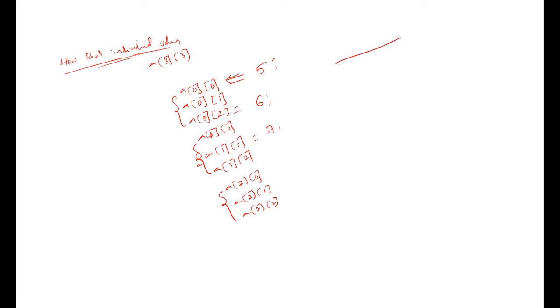If the element is already there, say A of 0 1 already has 10, and you give 9 here, the 10 will be updated to 9. So you can update the value directly using the index. You can insert the value by using the row index as well as the column index. This is assigning individual values.